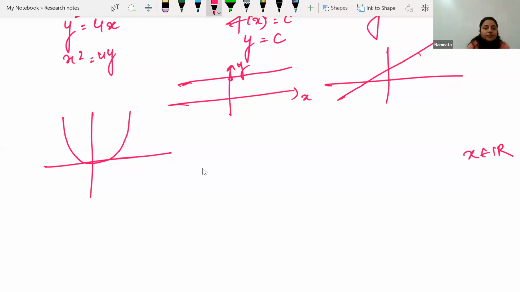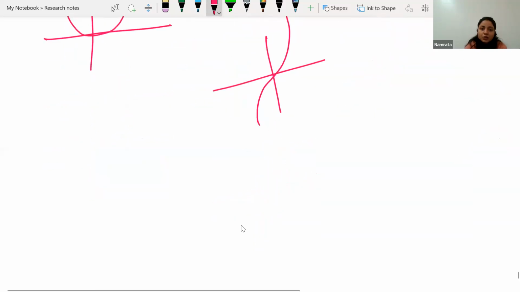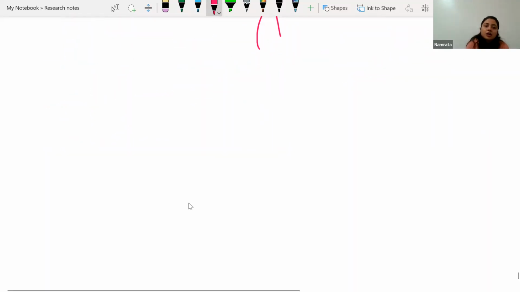Or if we take a cubic function, the graph of a cubic function, which we discussed in the previous class, just looks like this. Y is equal to x cube, this is how the graph will look. So that's why we say that a polynomial function is a continuous function, and it is continuous for all x belongs to R.